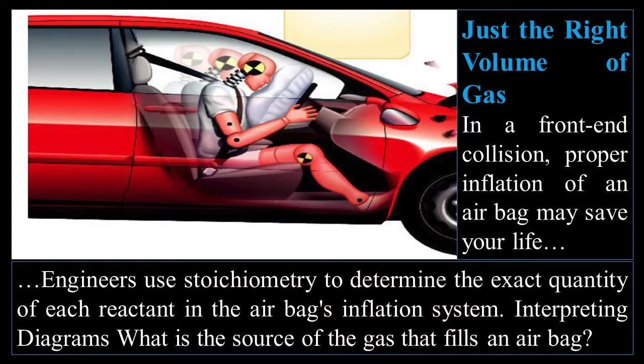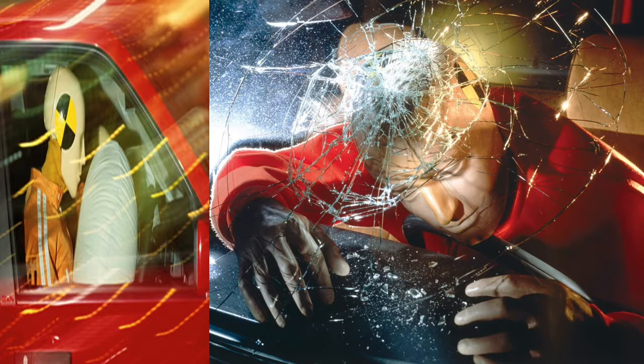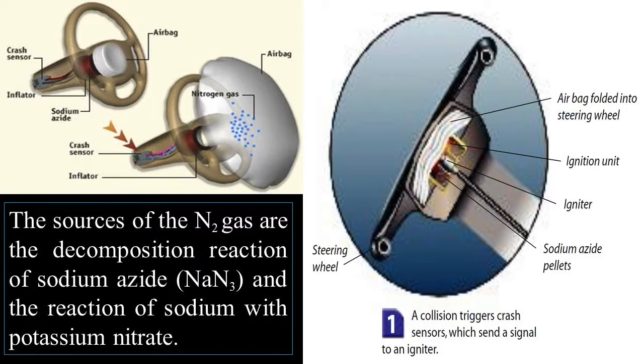Interpreting diagrams. What is the source of the gas that fills an airbag? Look at the chemical equation. It's going to produce a gas that's part of the chemical reaction. Here is a horrific picture of a dummy. That's the dummy striking the windshield. So the sources of the nitrogen gas are the decomposition reaction of sodium azide and the reaction of sodium with potassium nitrate.